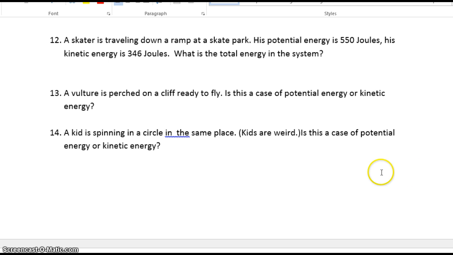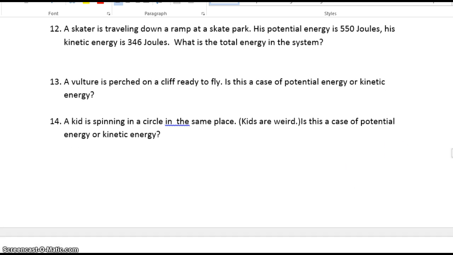A vulture is perched on a cliff ready to fly. Is this a case of potential or kinetic energy? Since it's perched and it's going to be moving, but it's not moving yet, it's a situation of potential energy, because the vulture could fall, and that would be an example of kinetic energy where it's actually moving. But right now, all of its energy is based on position.